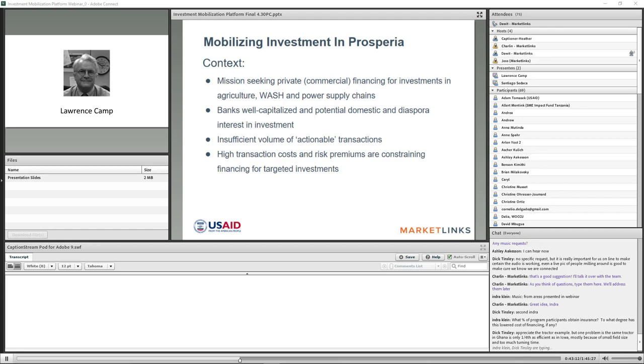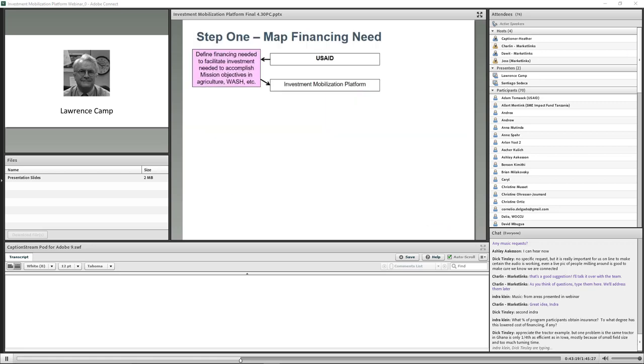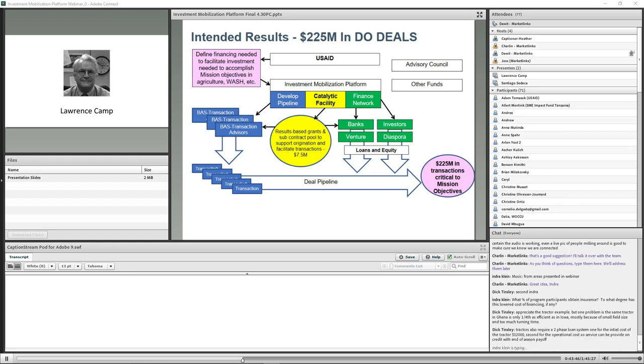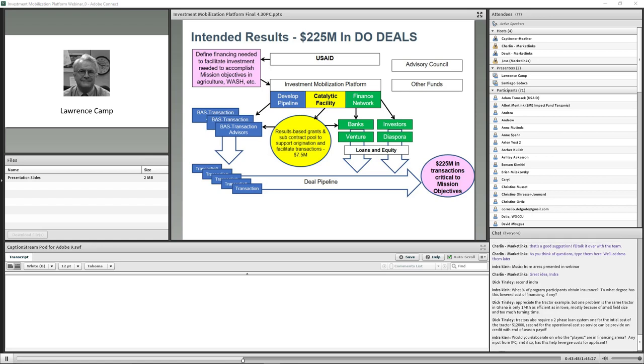For those of you in USAID missions, this probably sounds familiar. So I want to turn to a pretty complex diagram here. I want to leave it up there for a little while and let you work through it and get a glimpse of what it's trying to do. The intended result in Prosperia with this investment mobilization platform is to catalyze $225 million in capital expenditures in areas critical to accomplishing mission priorities.